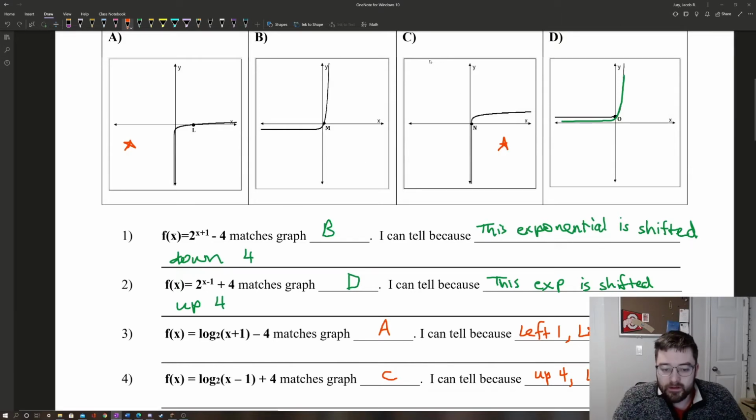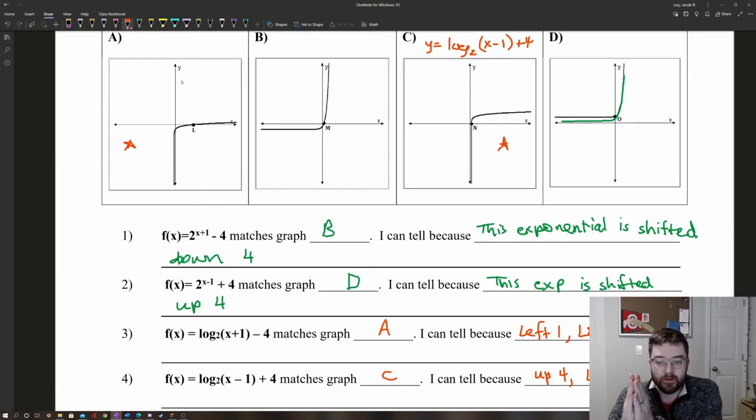The C is going to be the function with, and I'm going to use y instead of f of x, log base 2 of x minus 1 plus 4. And A is going to be the one where we shift all those points left 1. So we're going to have a plus 1, y equals log base 2 of x plus 1, and then minus 4. So this plus 1 is in our argument, and that's what shifts all the points left. Remember, that argument is just what is inside the logarithm.